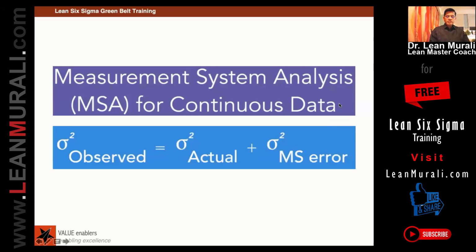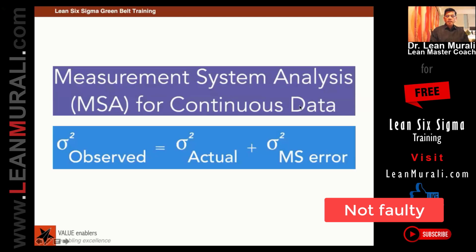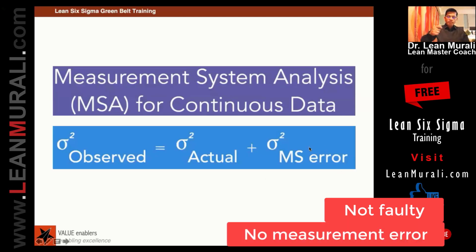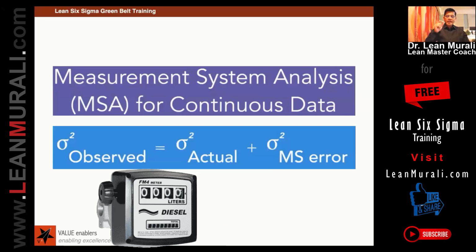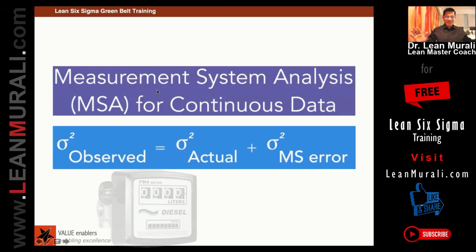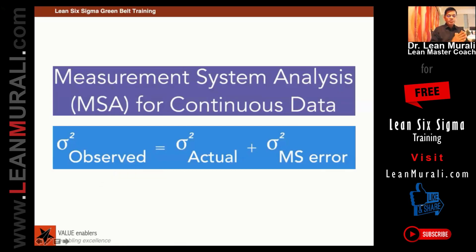Now, sometimes the observed reading, if the device is not faulty, that is, if there is no measurement error, the flow meter which is used to pump in petrol is calibrated. It's a new one, and it absolutely doesn't have any error. Then variation, sigma squared is variation. The variation due to this measuring equipment is 0. So variation observed is equal to variation actual, and this is what we want.